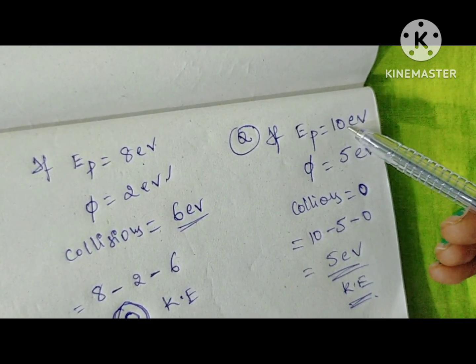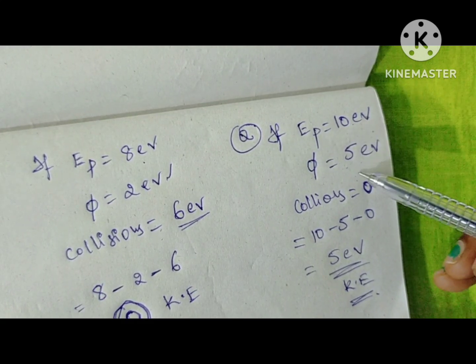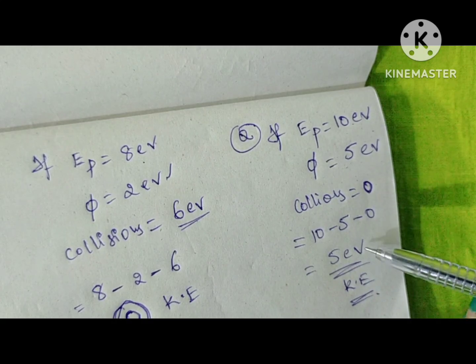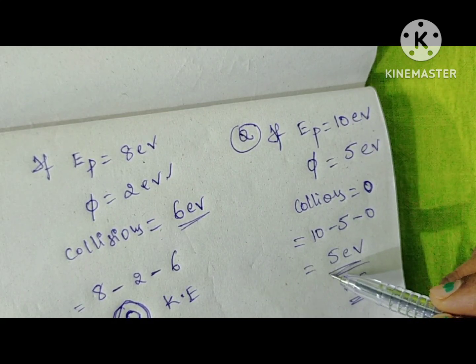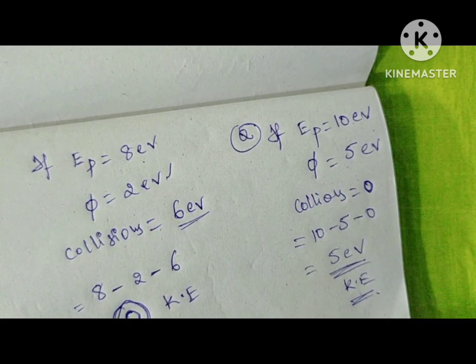Energy of photon value is 5. Work function is... energy of photon value is 10, work function is 5. But here no collisions, so we can directly write 10 minus 5, that is 5 electron volts. So this is the remaining energy. This remaining energy is converted into kinetic energy.